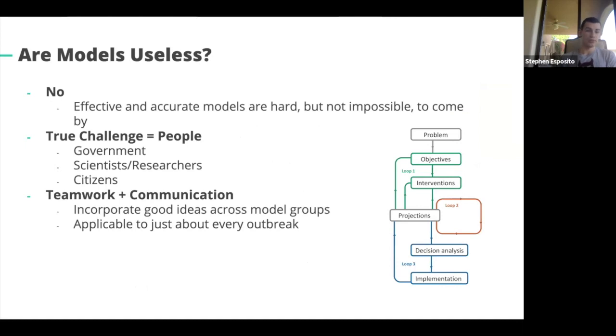So at the end of the day, are models useless? No, not really. It's just that effective and accurate ones are hard, but not impossible, to come by. The true challenge is in us, the people, and not only us citizens, but the government and scientists and researchers as well.